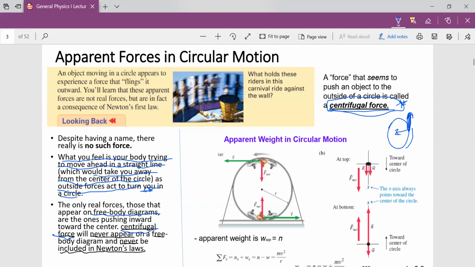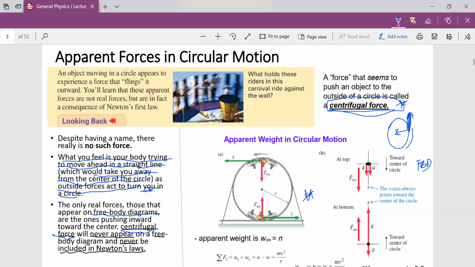So let's take an example, looking at roller coaster motion in this case. We want to use this to describe the apparent weight in circular motion and also see how the apparent forces come into play in the description of our free body diagram.